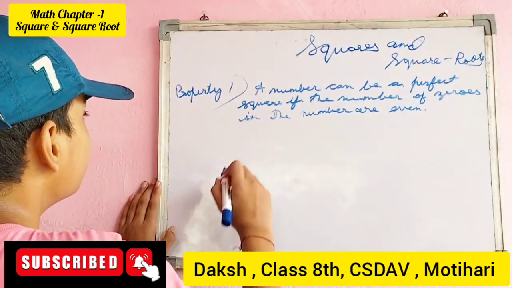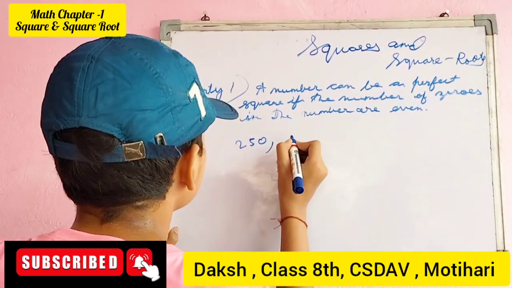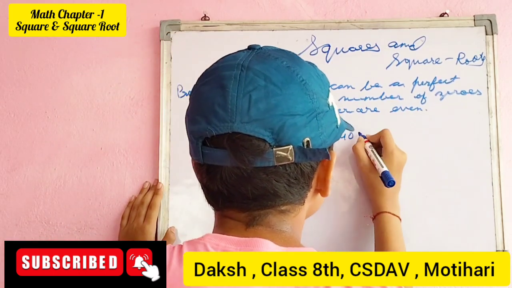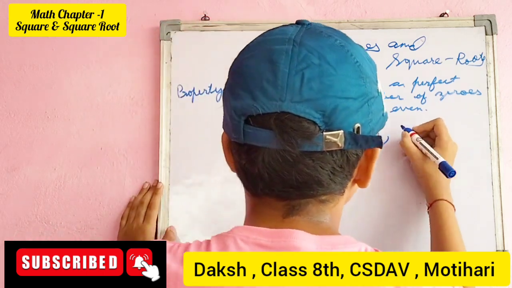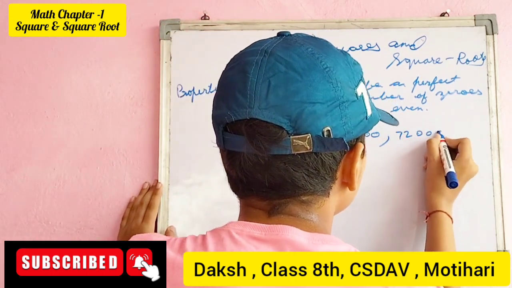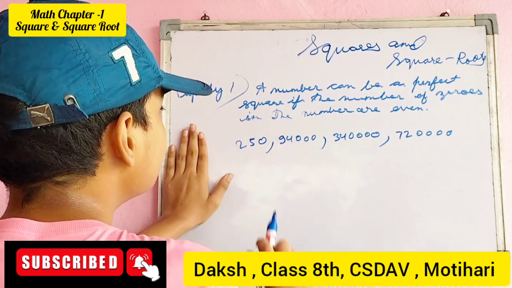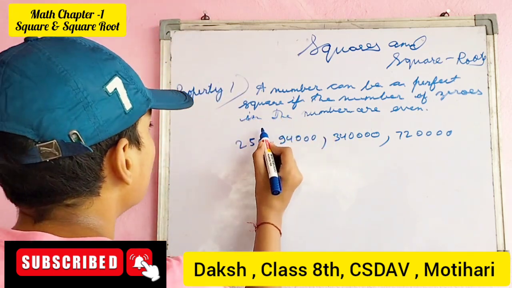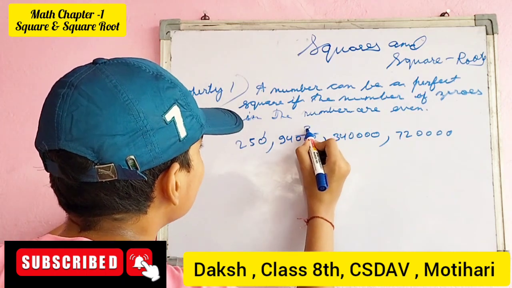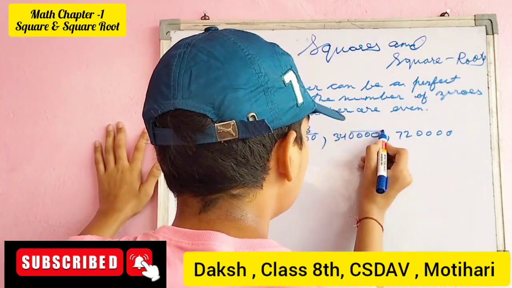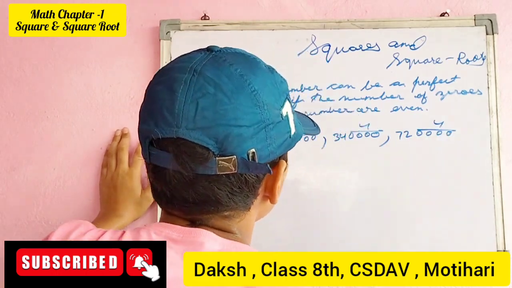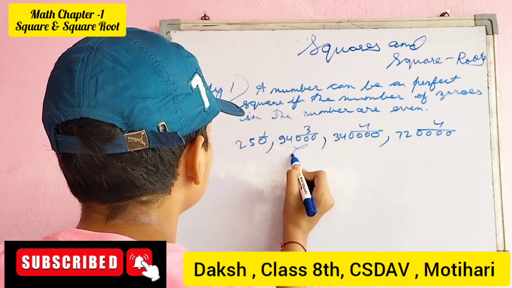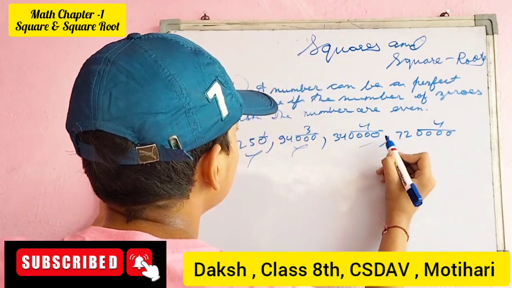Take for instance 250, 94000, 34000. So these two numbers here do not have an even number of zeros. The first has one zero, and this one has three zeros. But over here there are four zeros and there are four zeros. Hence, we can conclude that these two numbers are not perfect squares. But these two numbers are perfect squares.